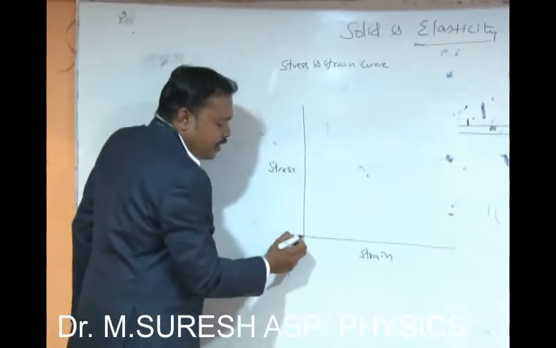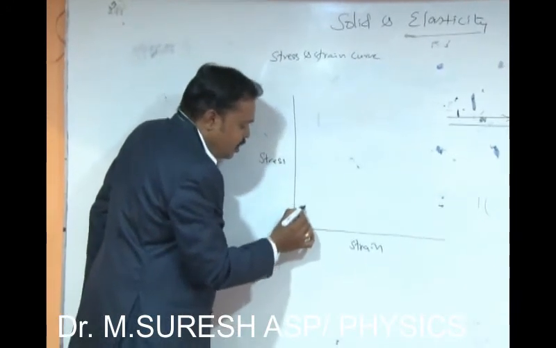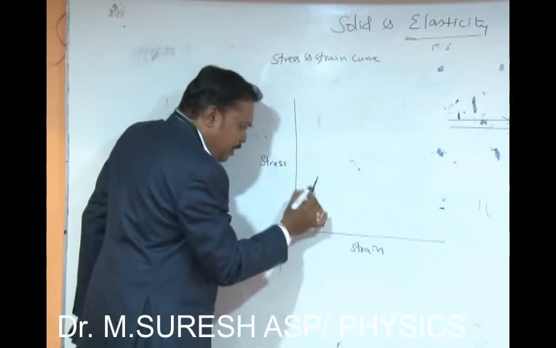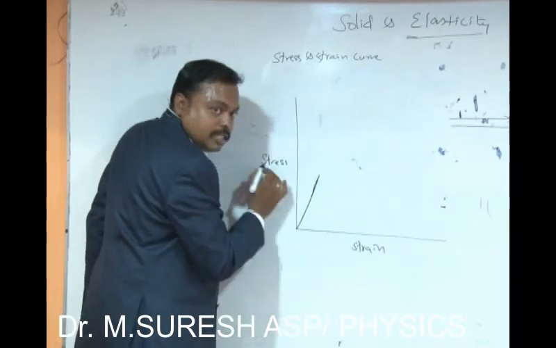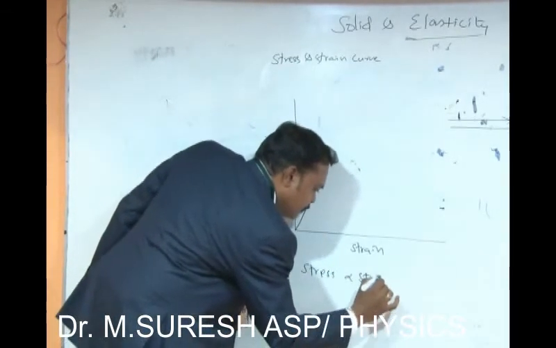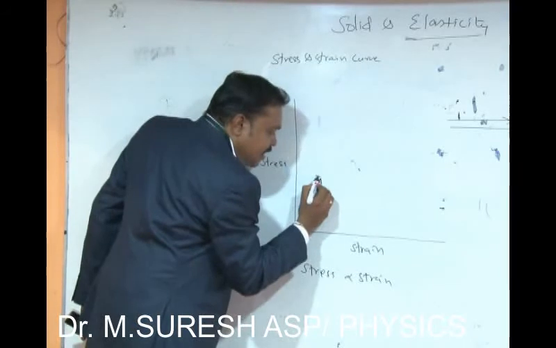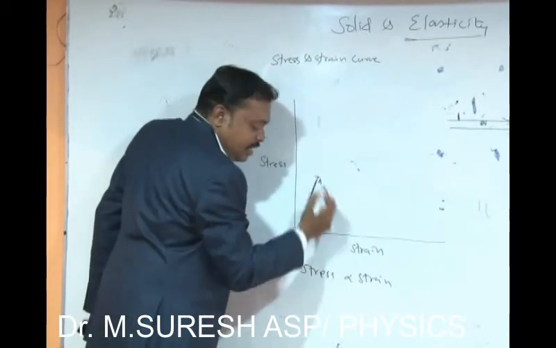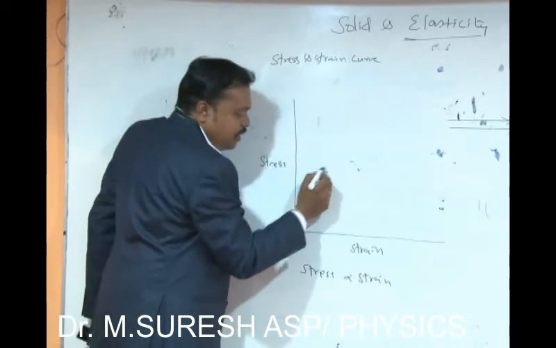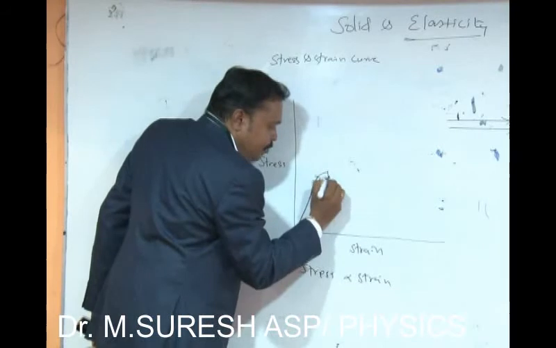Initially I am applying a lower amount of stress and it produces a dimension change, and the strain keeps increasing with respect to stress, and up to a particular point these two are proportional to each other. The stress and strain are proportional to each other. Say point A. After point A, if I increase the stress further, it results in a higher value of strain. So my curve becomes like this. At this point, the strain is not proportional to stress, up to say point B.